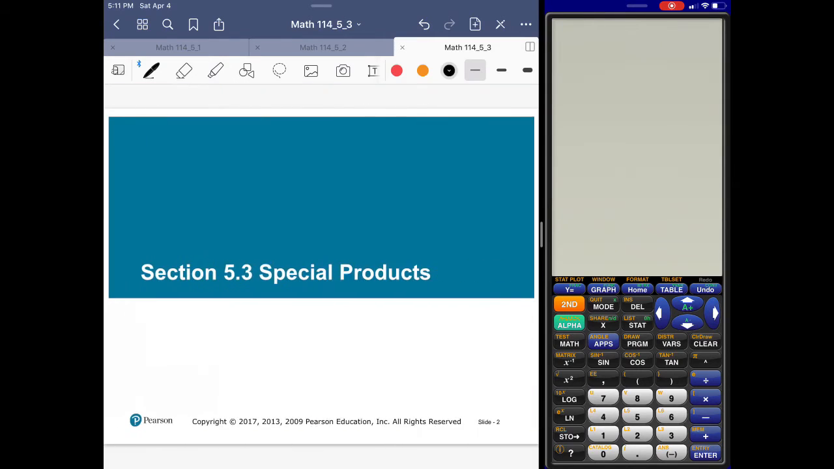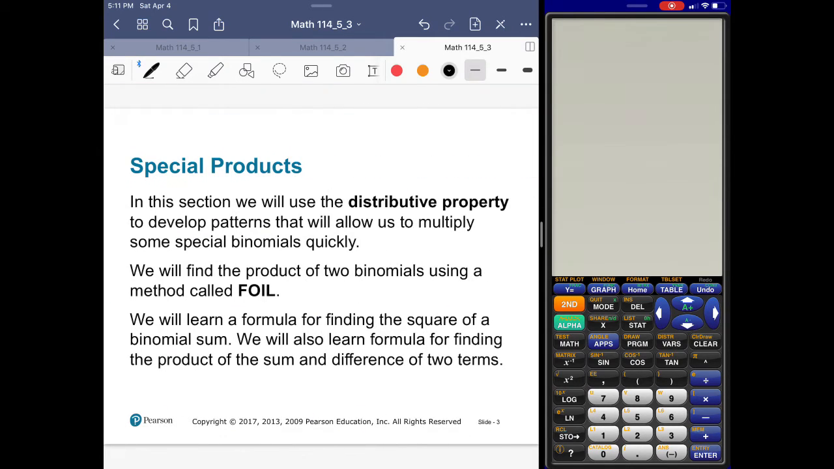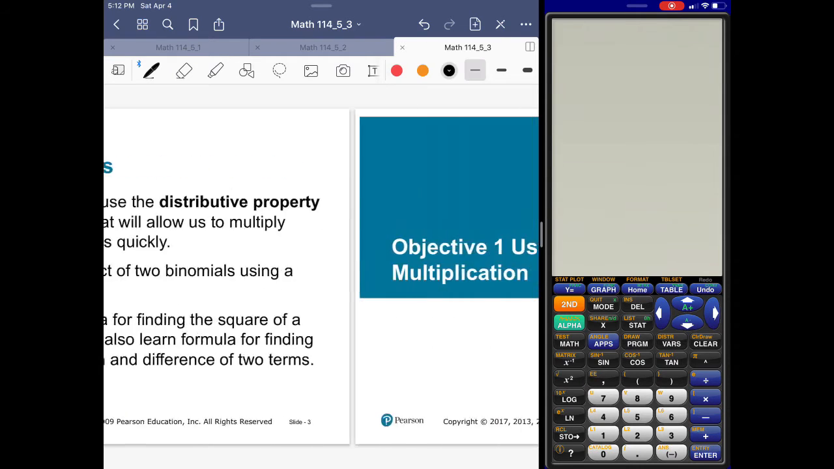Products. In this section, we will use the distributive property to develop patterns that will allow us to multiply some special binomials quickly. We will find the product of two binomials using the method called FOIL, which we still have to use. We will learn a formula for finding the square of a binomial sum. We will also learn a formula for finding the product of the sum and difference of the same two terms.